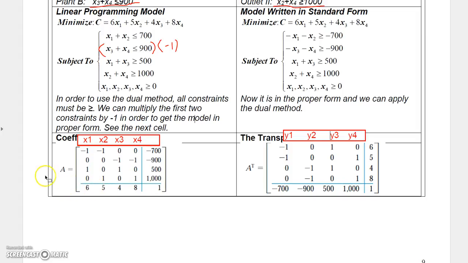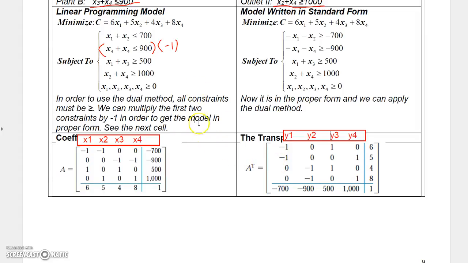Okay, well then, after we get the coefficient matrix, we have to transpose it. Now, you know how to do this. I'll just kind of do the first couple. This row, -1, -1, 0, 0, -700, becomes the first column, -1, -1, 0, 0, -700. The second row, 0, 0, -1, -1, -900, becomes the second column, 0, 0, -1, -1, -900. Okay, and remember, these are y's. We use y values here. Okay, so anyway, you transpose the matrix.